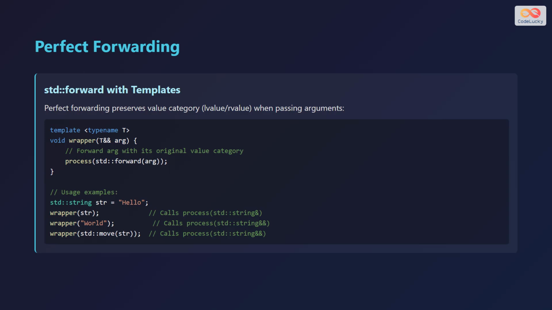Perfect forwarding preserves the value category, whether it's an Lvalue or Rvalue, when passing arguments. In this example, the wrapper function uses a template to perfectly forward the argument to the process function, preserving its original value category. The comments show usage examples.